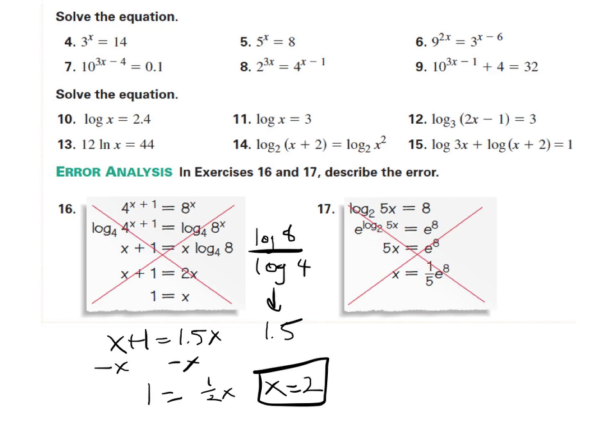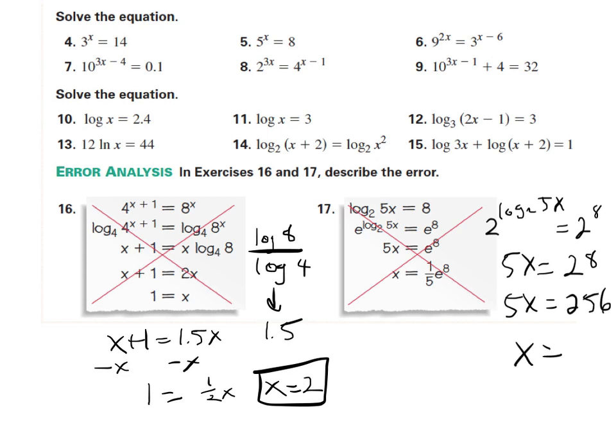So if I'm doing this problem, I raise both sides above 2. So I have 2 to the log base 2 of 5x equals 2 to the 8. Okay, so then I get 5x equals 2 to the 8. 2 to the 8 equals 256, so 5x would equal 256. So then x equals 256 over 5, which is 51.2.